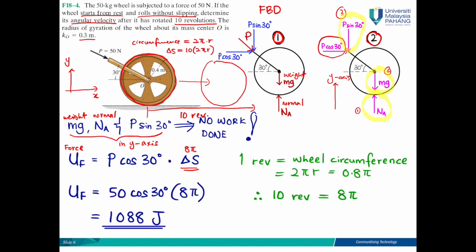So then you have the work done by this wheel is 1088 joules. So that is an example. I'm showing you how to calculate the work done. We are not yet going into the calculation of the angular velocity. That will be covered in the next tutorial videos.